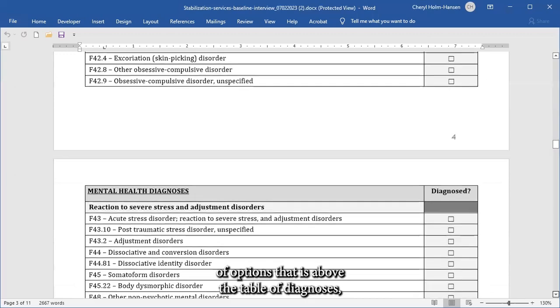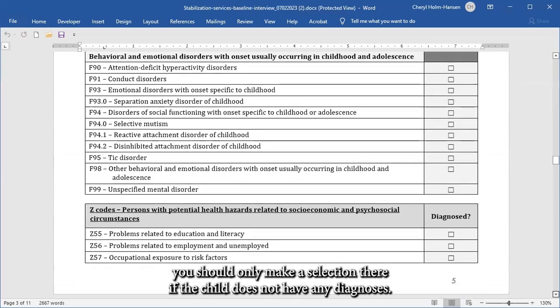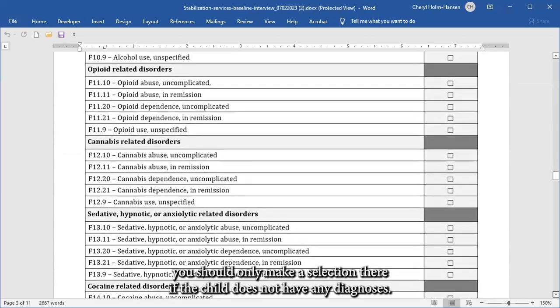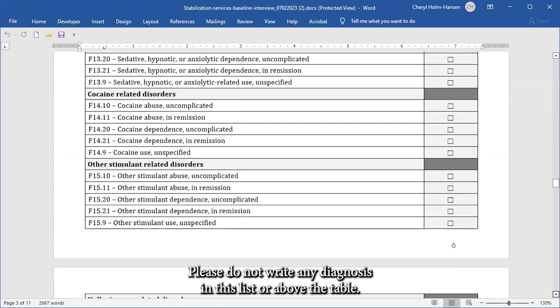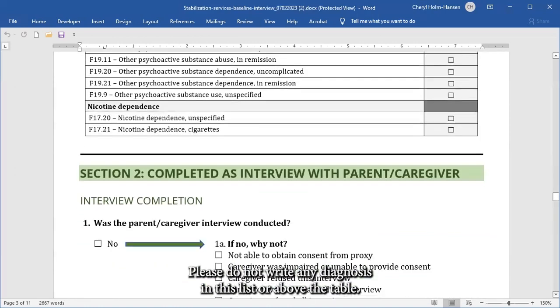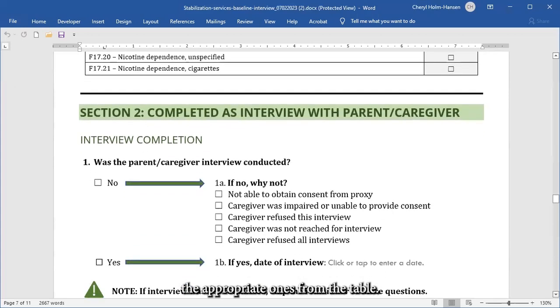For the list of options that is above the table of diagnoses, you should only make a selection there if the child does not have any diagnoses. Please do not write any diagnosis in this list or above the table. If they have a diagnosis, please select the appropriate ones from the table.